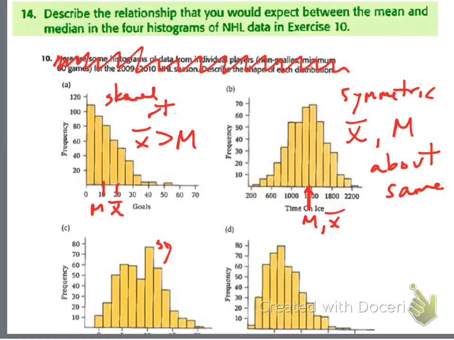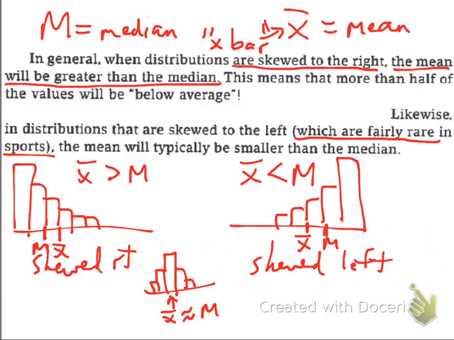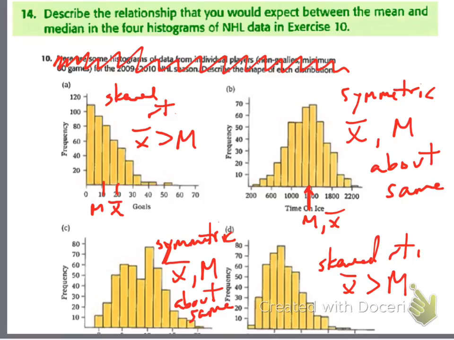Again, I apologize for scribbling. So the mean and median are again about the same. They're not exactly the same. They're close. They're real close. And then the last one is skewed to the right, which means that the mean is greater than the median. So again, just come back to this right here, and that'll help you with those problems.